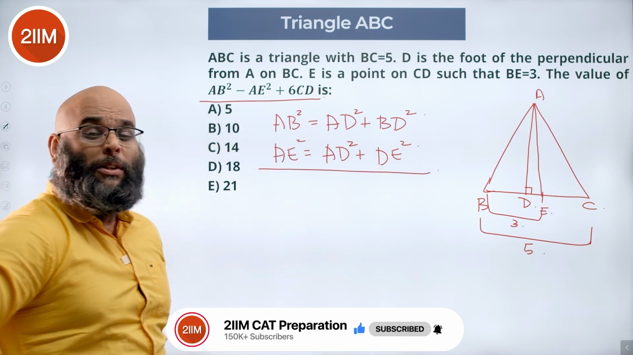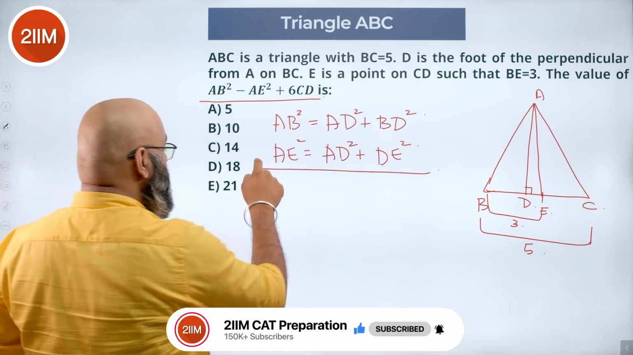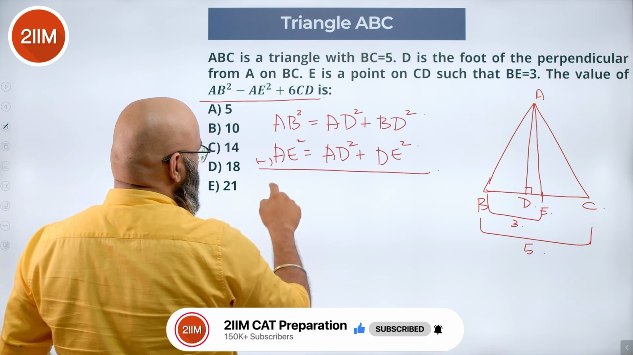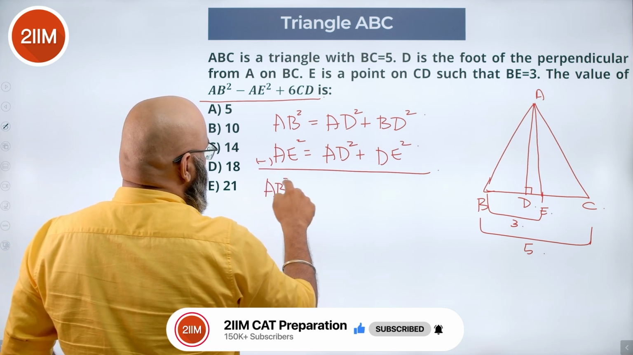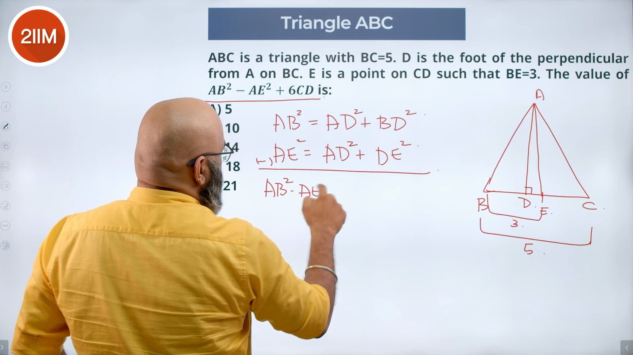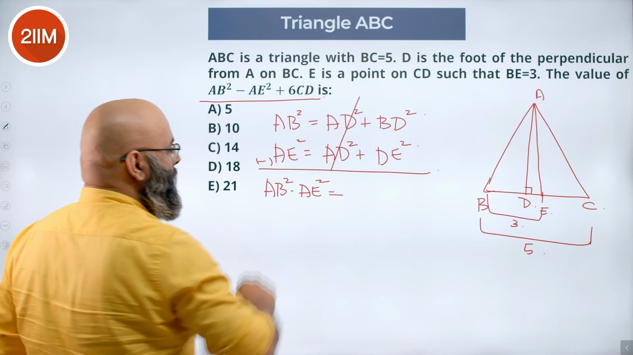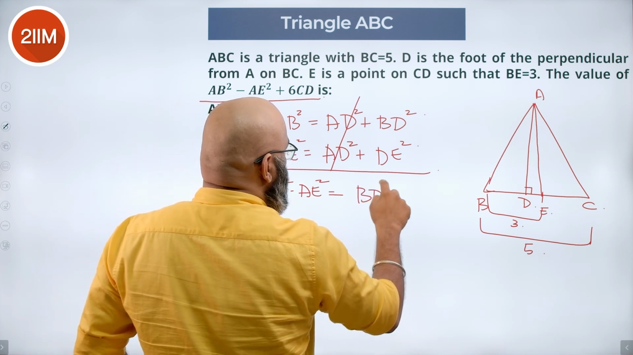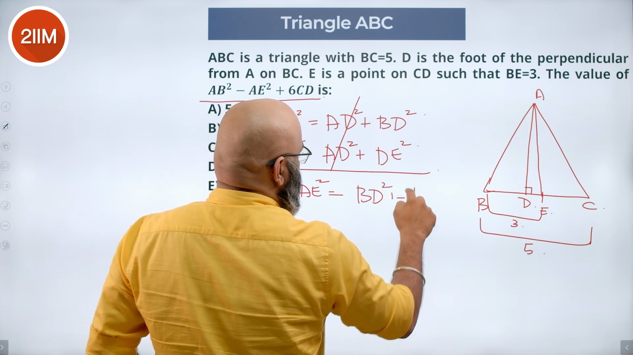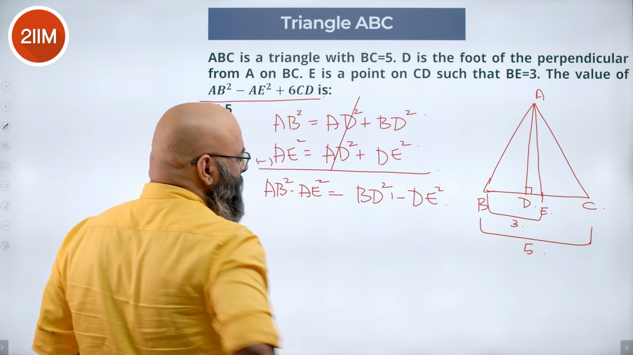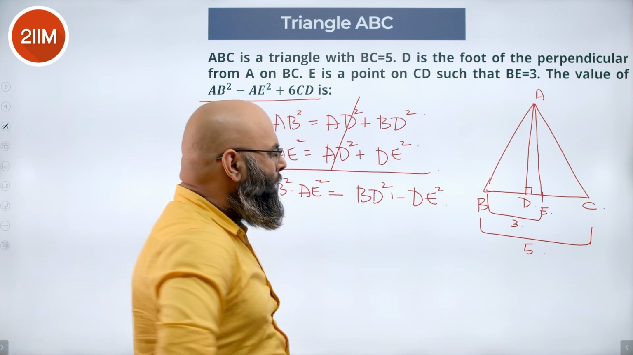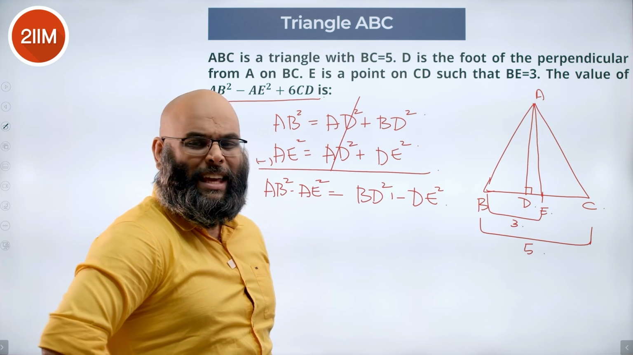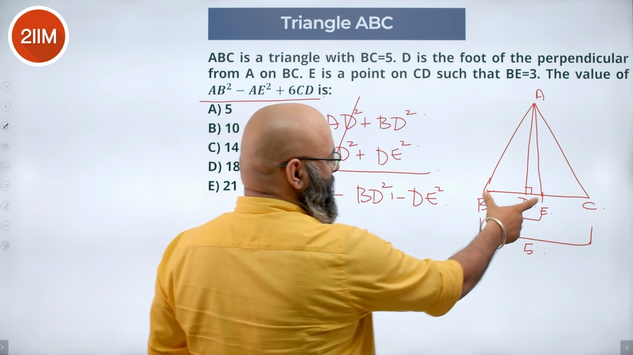Now we need AB square minus AE square. So we can simply subtract this equation. So you will get AB square minus AE square is equal to AD square gets cancelled. We'll be left out with BD square minus DE square. We need to know the values of BD and DE. We know BE is 3. This entire part is 3.